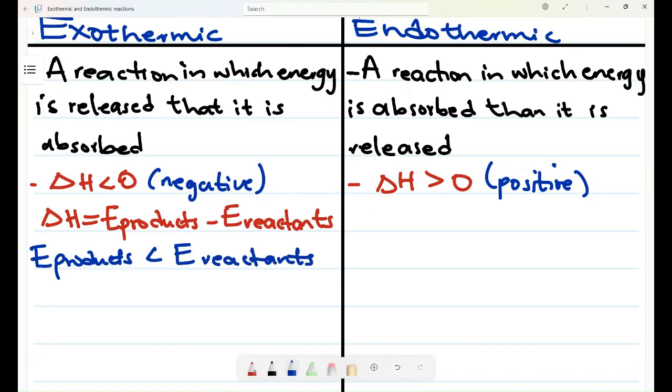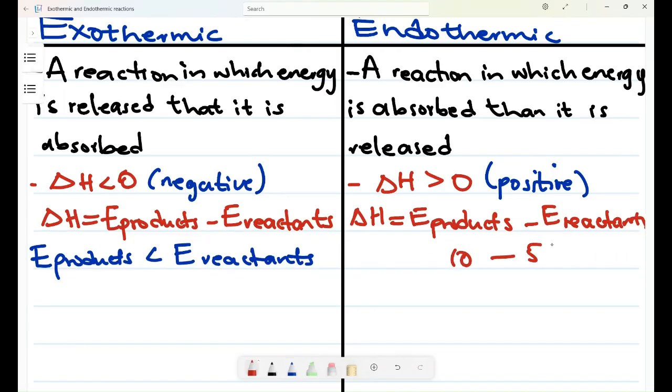But in this case, our change in enthalpy still uses the same formula: the energy of the products minus the energy of the reactants. But since our change in enthalpy is greater than 0, this needs to be higher than this one so that it gives us a positive number. Again, therefore, for this one, the energy of the products is greater than the energy of the reactants.